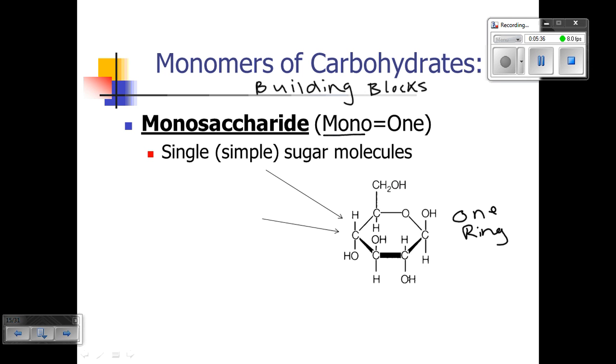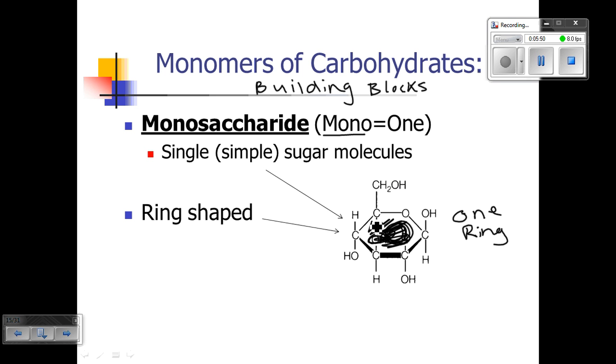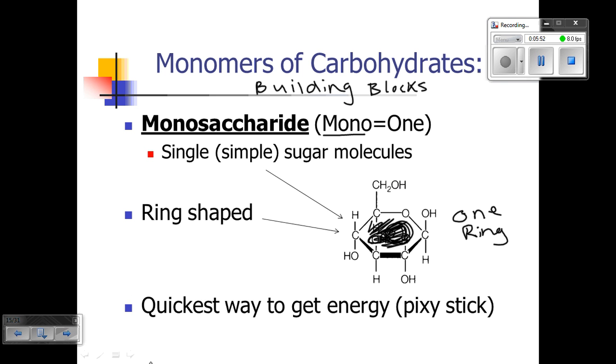That famous glucose molecule is a monosaccharide. They are ring-shaped, as you can see. Again, if you shaded in this area here, you would notice that this is in the form of a ring. And they are the quickest way to get energy. So again, you get more energy instantaneously when you eat a lot of sugar versus when you eat pasta. Pasta takes a little bit longer for you to get the energy. Sugar is a very, very quick way to get energy.